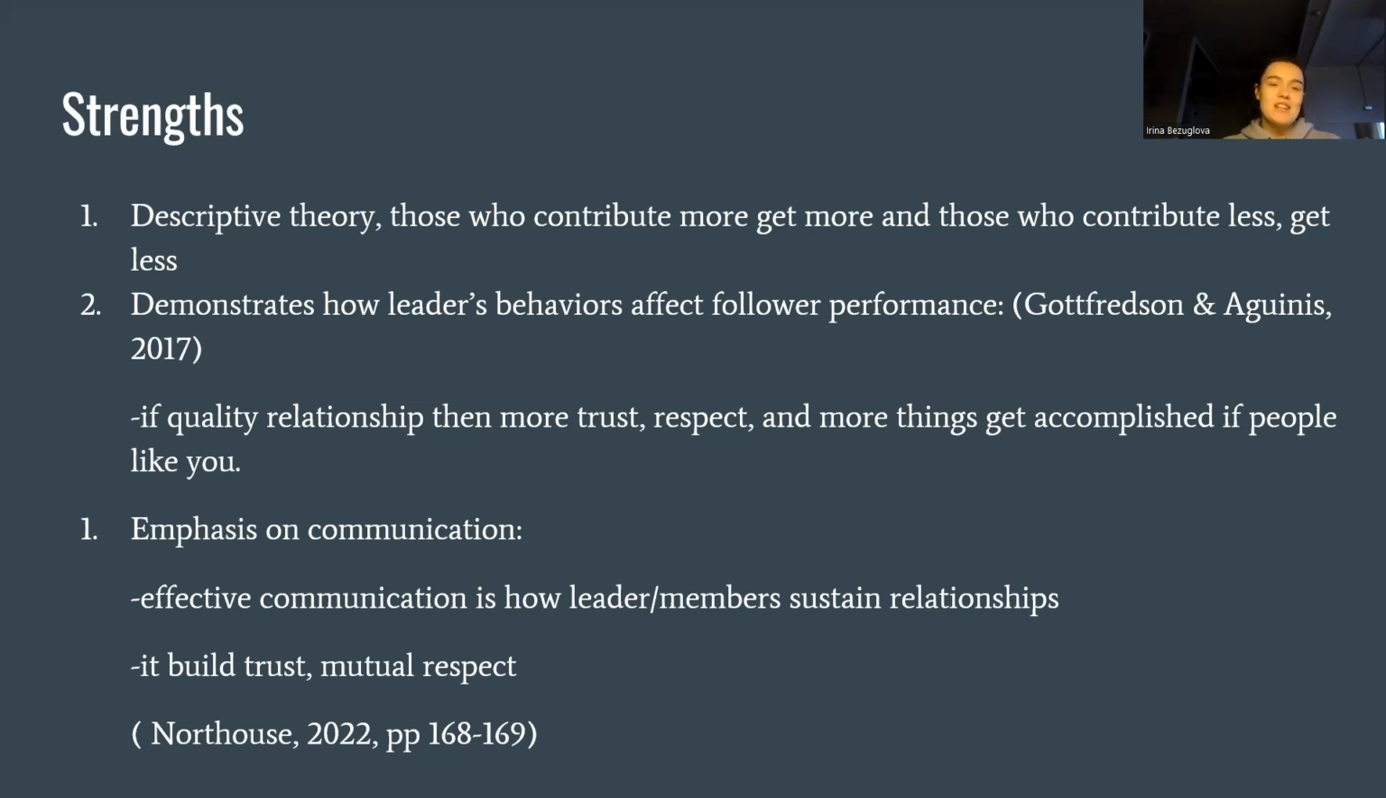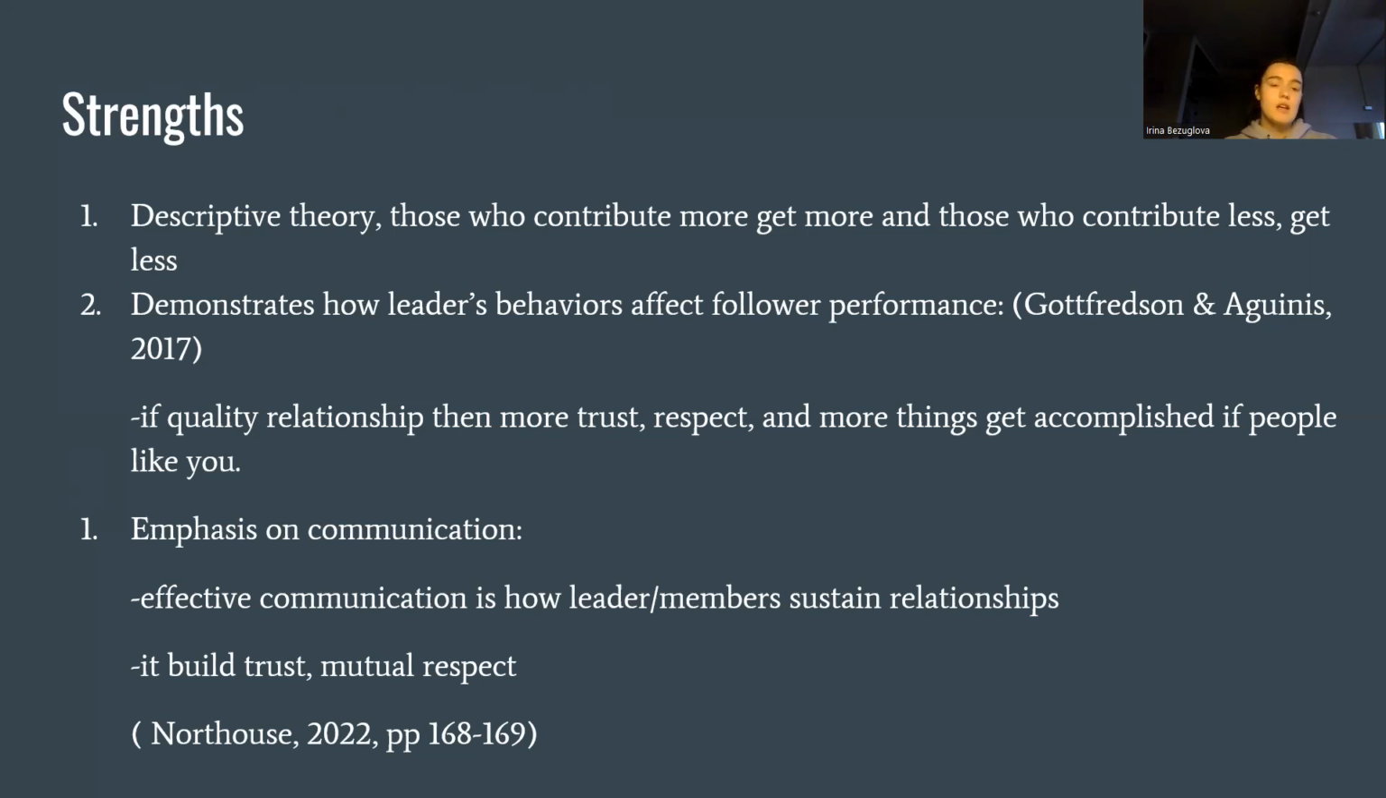And then it also demonstrates how leaders' behaviors affect follower performance. This theory has been tested in many ways, and the traits and the behavior theories kind of fail to connect leaders' behaviors or traits to follower performance, while LMX theory kind of demonstrates that relationship through a multitude of studies. And it makes sense because if a quality relationship exists, then there's more trust, respect, and more things that get accomplished because people like you as a leader.